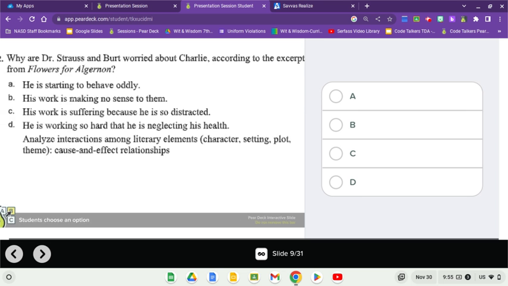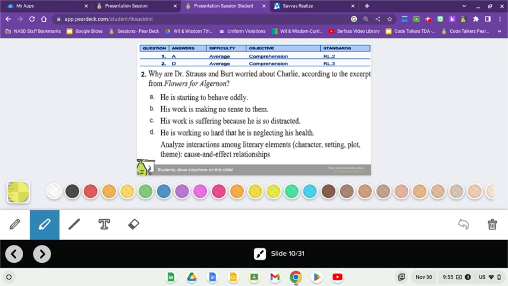All right. The correct answer is D. Please highlight D. He is working so hard that he is neglecting his health. Well, maybe experimental brain surgery shouldn't have been your choice, Mr. Charlie. Just a thought.